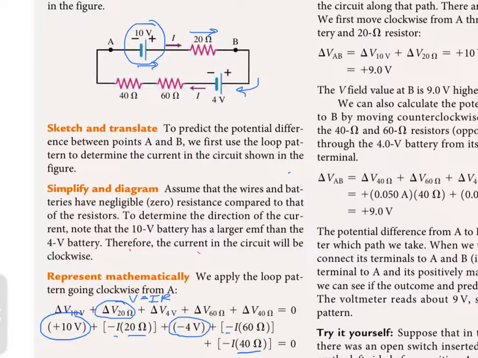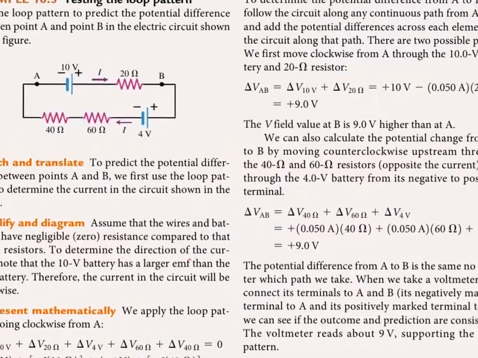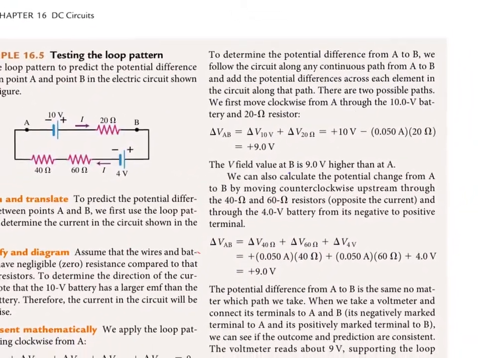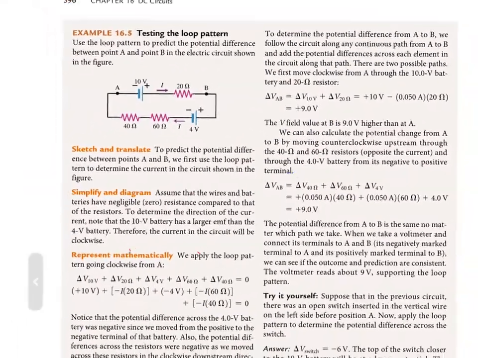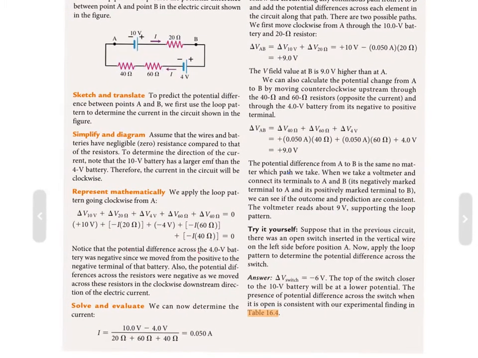So let me see if I can quickly get rid of all that, all the graphics. There we go. All right. So we simply solve that now. Let's see the math here. Solve and evaluate, and they come up here with a current of 0.050 amps. And they mention here that the potential difference across a 4-volt battery is negative since we move from the positive to the negative terminal of the battery when you go in a clockwise fashion.